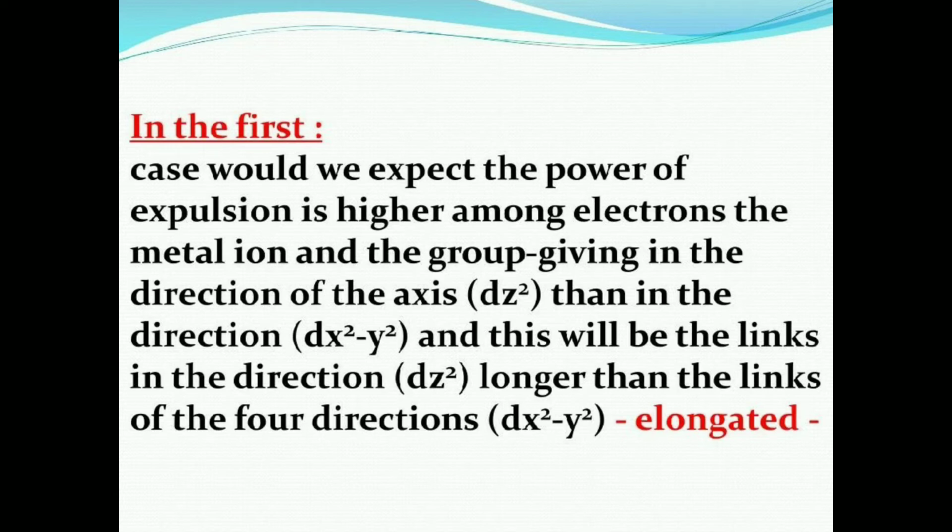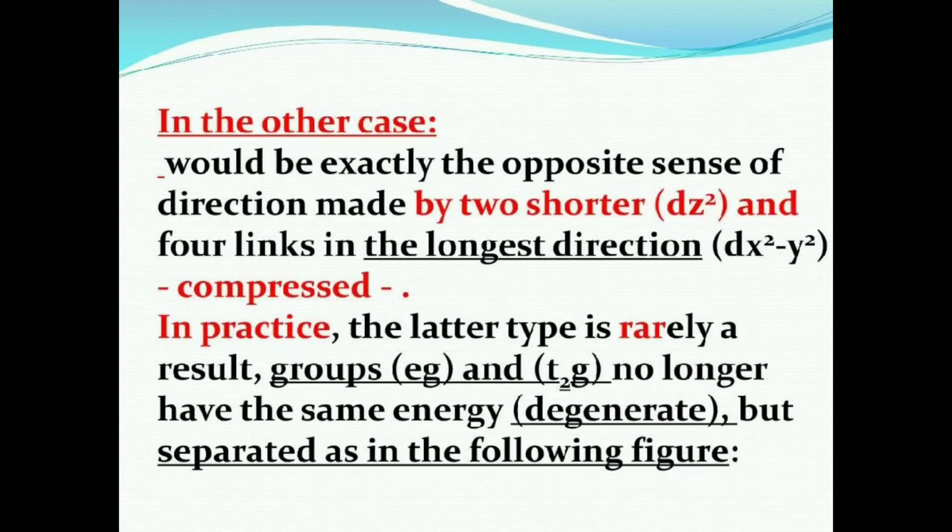And this will make the bond in the direction of dz² longer than the bonds in the 4 directions of dx²-y². So this gives you an elongated structure. The other case would be exactly the opposite sense, with 2 shorter bonds in the direction of dz² and 4 longer bonds in the direction of dx²-y². So this is another case of complex. The first case was elongated and the second is compressed.